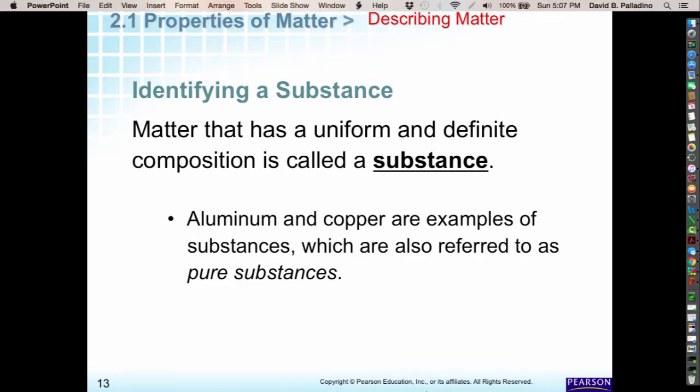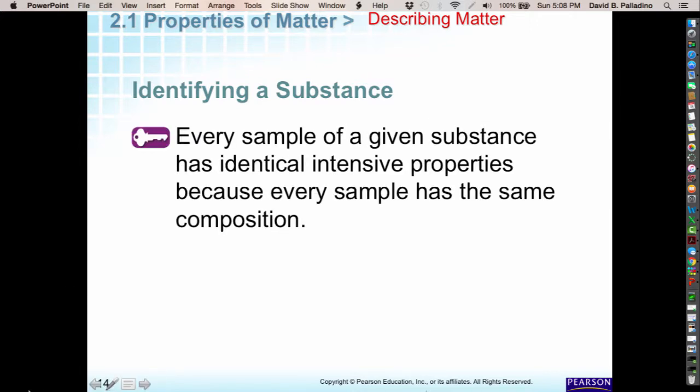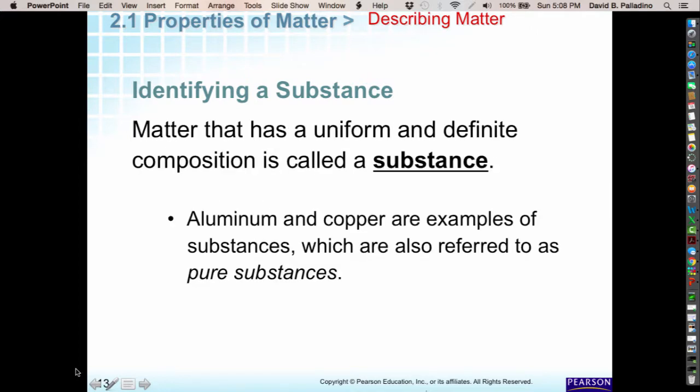Now, what makes one form of matter different than another form of matter? Well, this is how we get into the idea of substances. In the idea of substances, if I can get the pen again, it's too far down there. There we go. A substance here is uniform and definite composition.